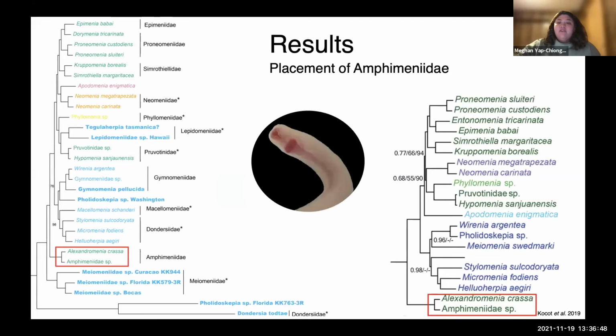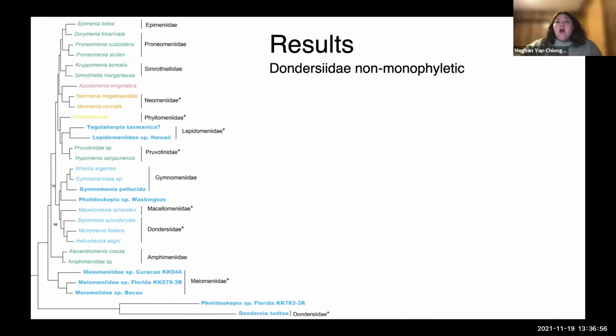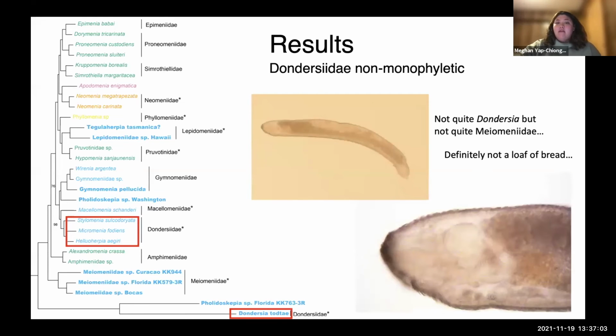This is just to briefly show that the placement of that Amphimediidae family is still in the same position, but it is no longer the sister to all other Solenogasters. And we are recovering, like in that early cladistic analysis, that this Dondurzidae family is non-monophyletic.